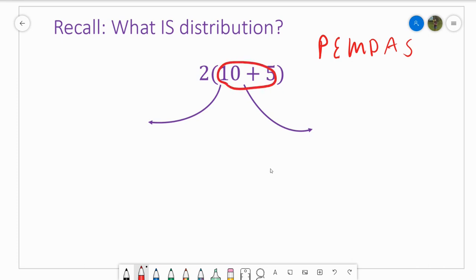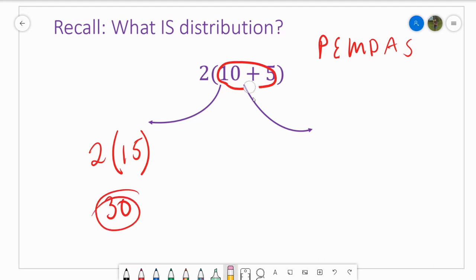Well, can we do 10 plus 5? Yeah, 10 plus 5 is 15. So this is really 2 times 15. And now we can do our multiplication. I know that 2 times 15 is 30. So this equals 30.